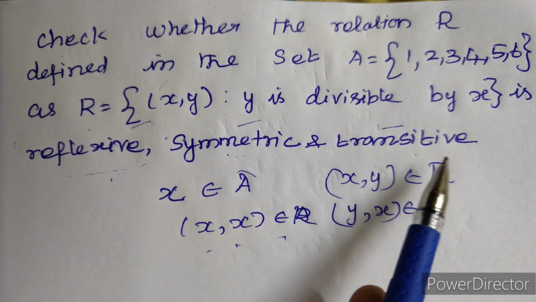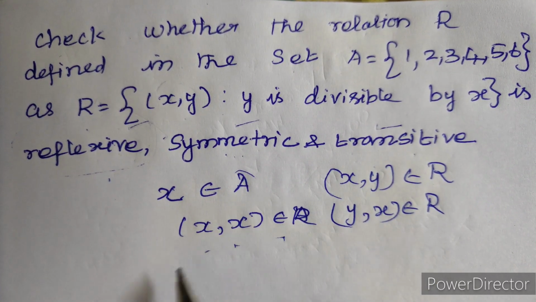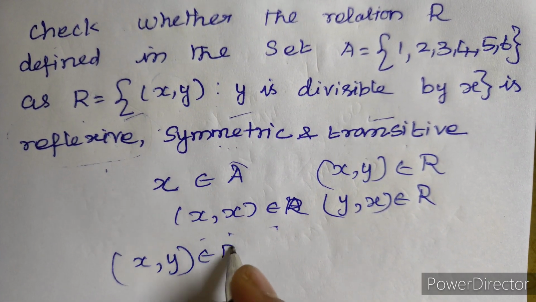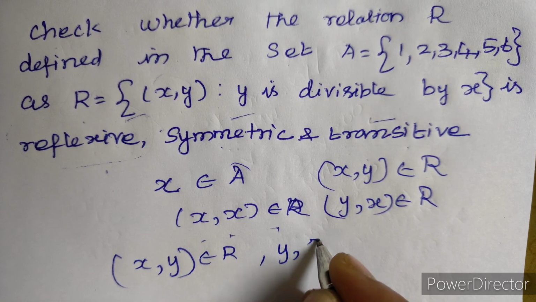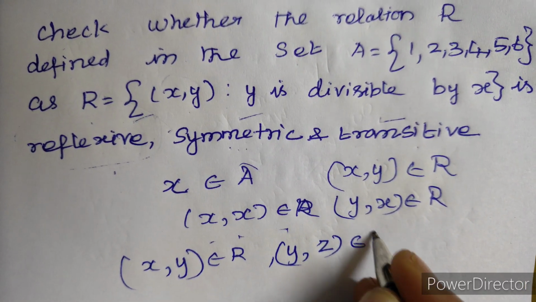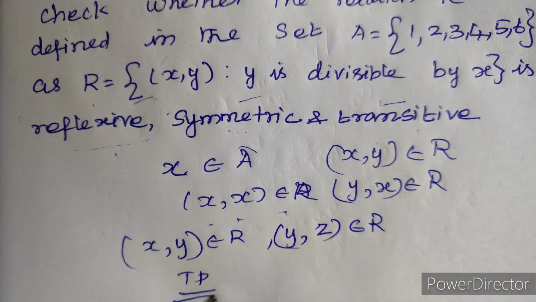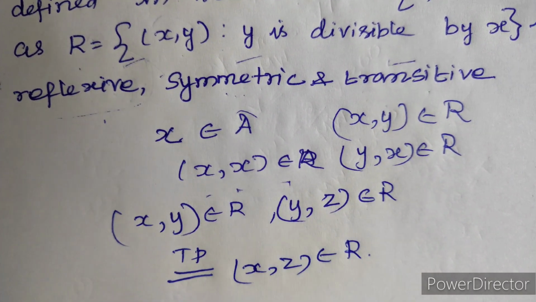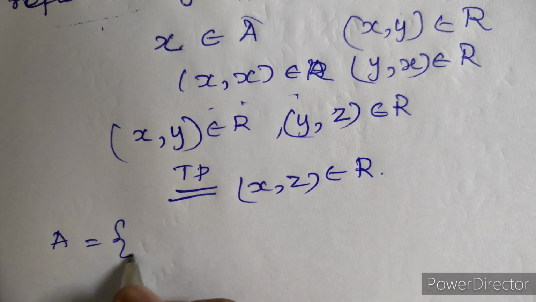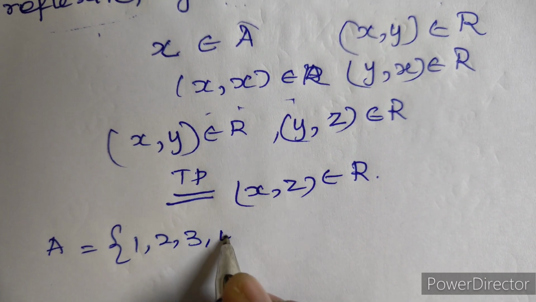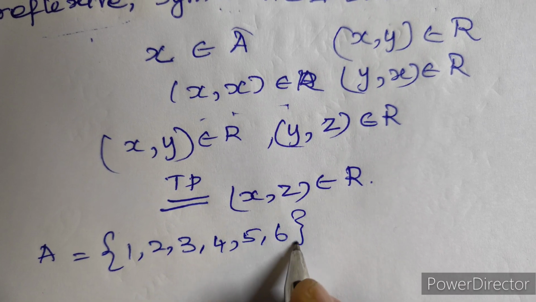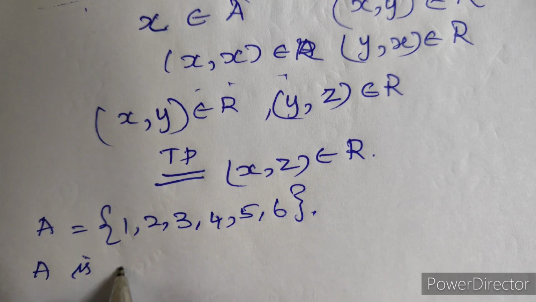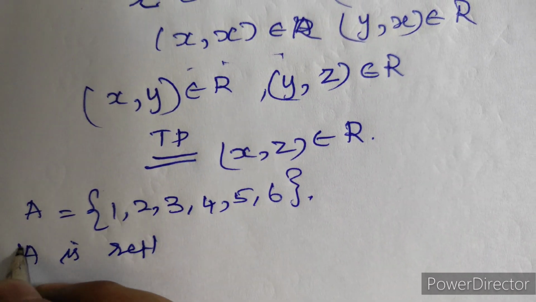transitive. Next, to show transitive, we have to take any elements (x, y) belongs to R and (y, z) belongs to R. What we have to prove is (x, z) belongs to R. So first we take the set A = {1, 2, 3, 4, 5, 6}. First we are going to check whether R is reflexive.